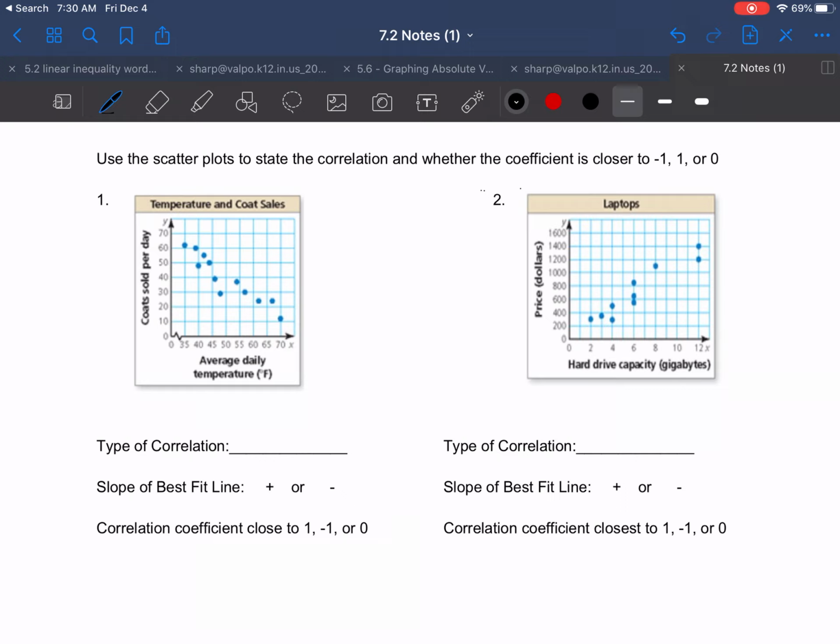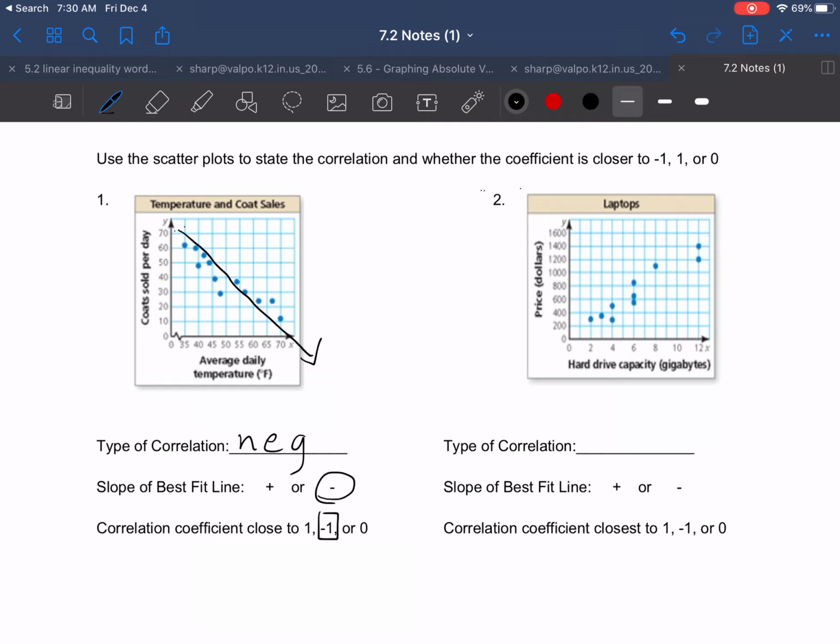So this first correlation, you guys can see there's pretty much a downward trend, right? So I'm going to pretend that's my best fit line. I'm just taking a guess. But that is a negative correlation. The slope for the best fit line would obviously have to be negative then. And then my correlation coefficient would be close to -1 because I have negative correlation.